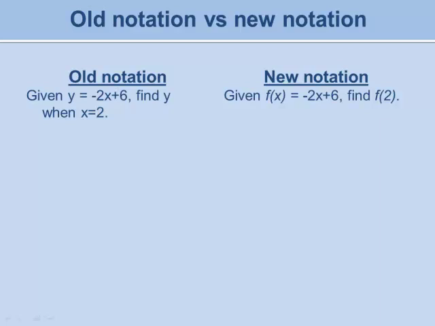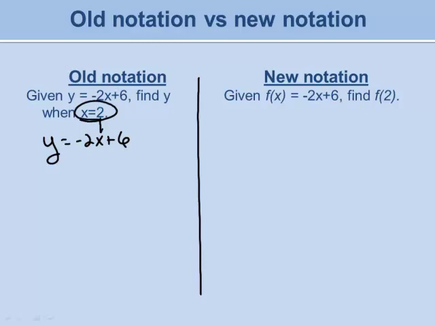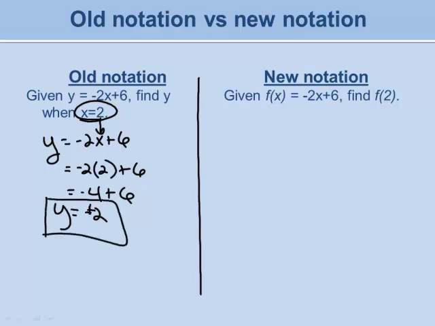Okay, so let's talk about using new function notation and how it compares to what you've been asked to do prior to this. In old notation, if they were to ask you this question, given y equals negative 2x plus 6, find y when x equals 2. That's a very simple problem. All they're asking you to do is take the equation, take the value that they ask you to substitute in for x and do the math. So you get negative 2 times 2 plus 6 equals negative 4 plus 6, which of course is positive 2. So we've got y equals a positive 2.